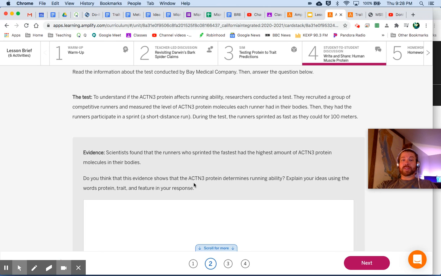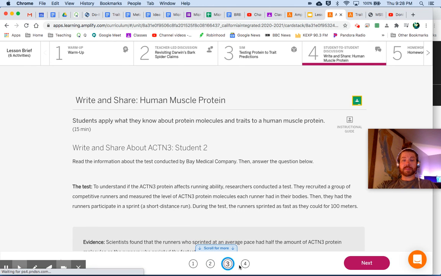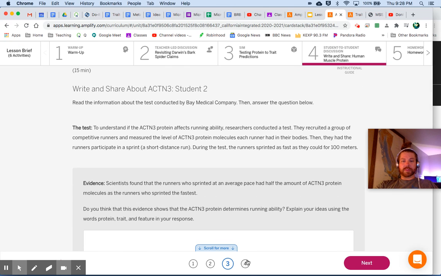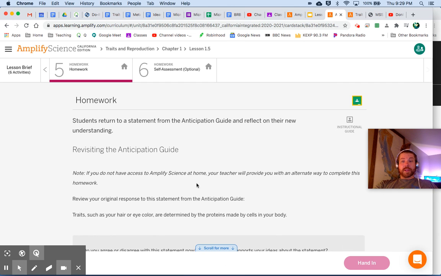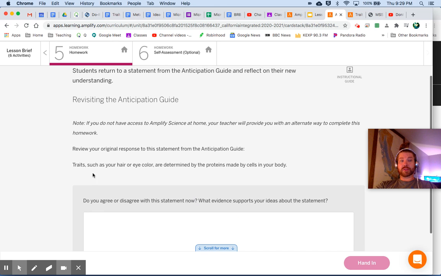We're actually going back to the anticipation guide, and you are maybe changing your answer, maybe not. So review your original response to this statement from the anticipation guide. Maybe you remember this statement. Traits such as your hair or eye color are determined by the proteins made by cells in your body. What did you say? Go back and look at it. What did you say about this statement? And what do you think now? Do you agree? Do you disagree? What evidence supports your ideas about the statement? So give me a response there for whether you currently agree or disagree.